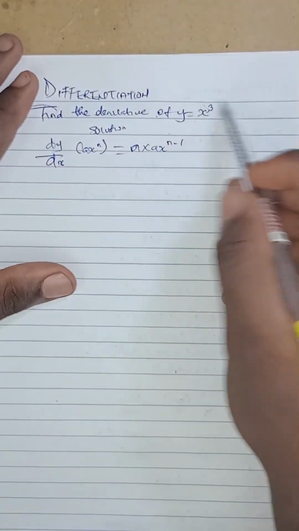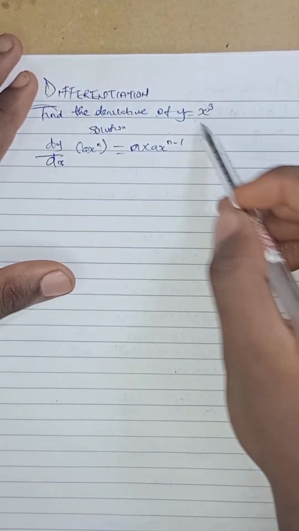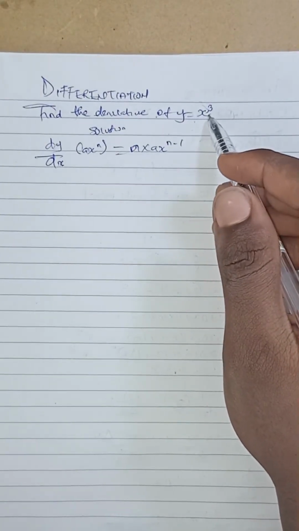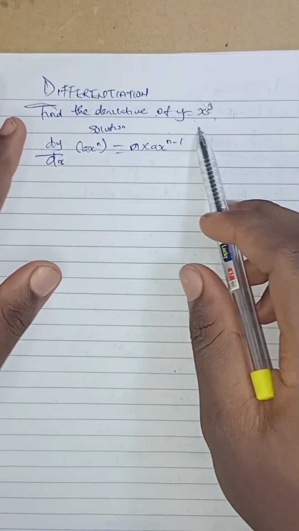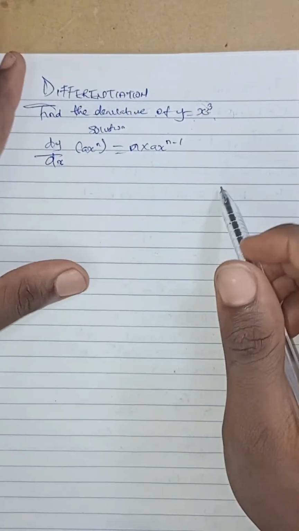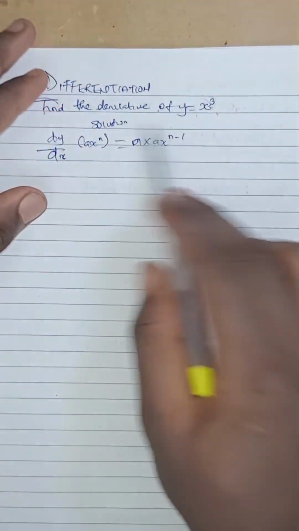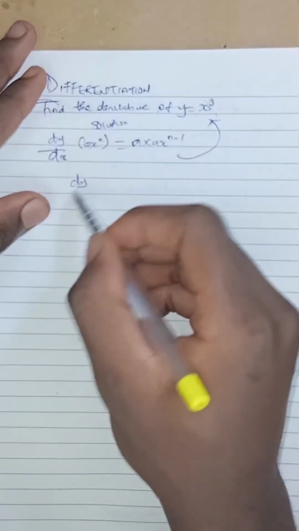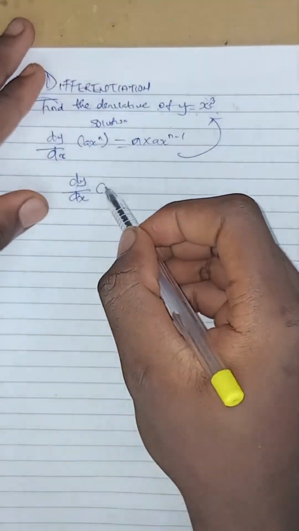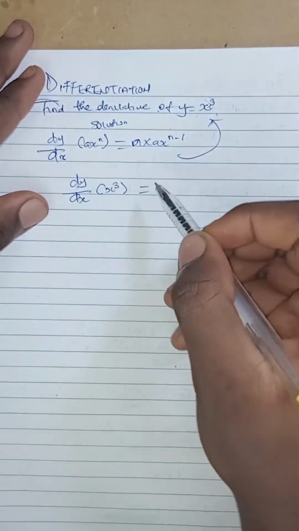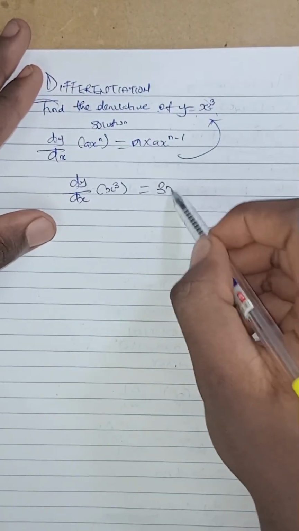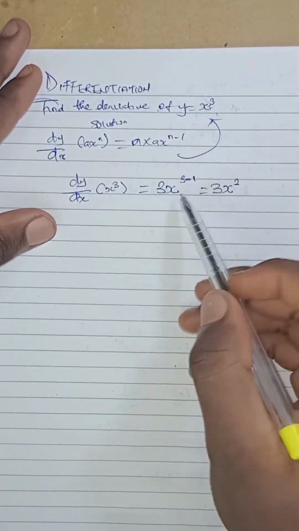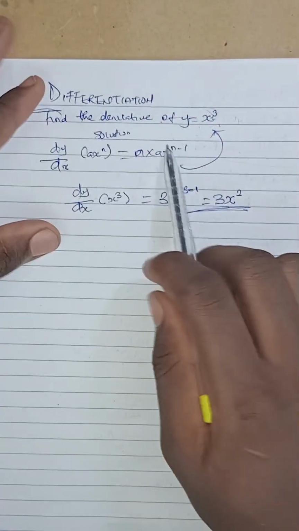So now if you have something like this, this will result in a cubic equation. Before you start calculating, time is no longer on your side. So what you do, you just use the formula method and apply it in this case. The dy over dx of a function x to the power of 3 will be equal to 3 times x to the power of 3 minus 1, which is equal to 3x to the power of 2. So this is the derivative of the function x to the power of 3.